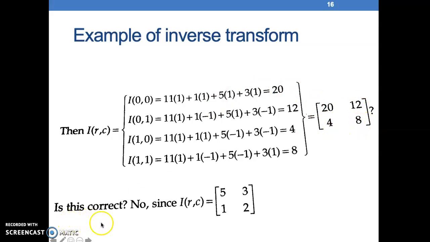So is this correct? No. Since the input of the image I(r,c) is 5, 3, 1, 2, after you do the projection and then the inverse transform, you should get the same as the original. But now you get a different matrix.